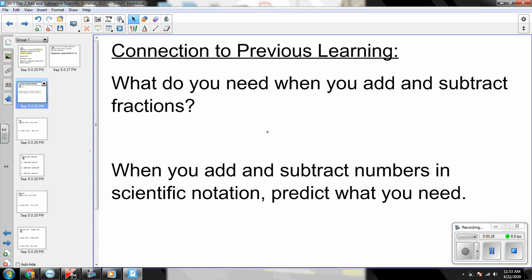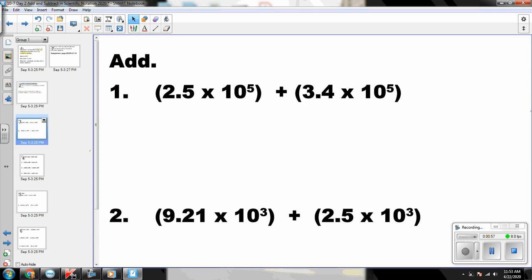When you add and subtract numbers in scientific notation, predict what you will need. Since when we add and subtract fractions, we need a common denominator, what do you think we need when we add and subtract numbers in scientific notation? If you said common exponents, you are correct. So you have to have 10 to the same power. So we're going to start with adding.